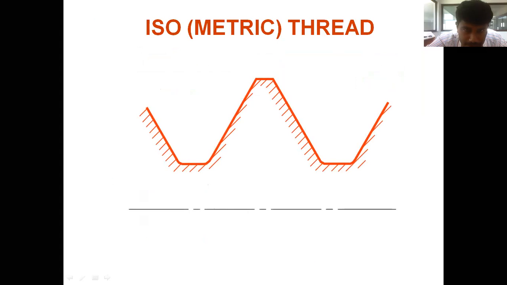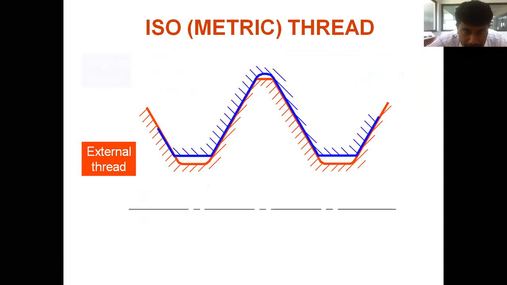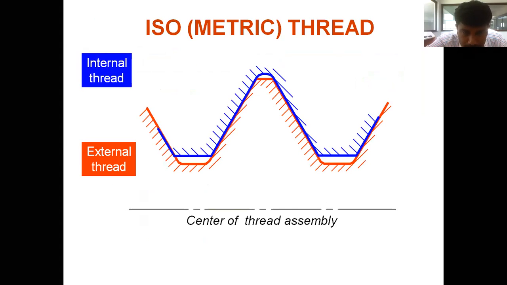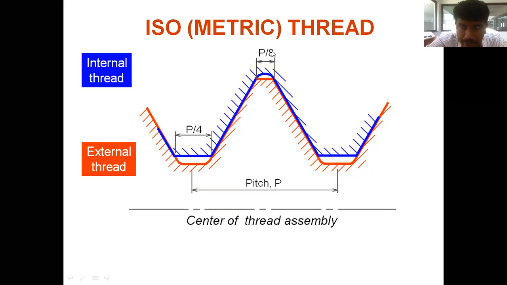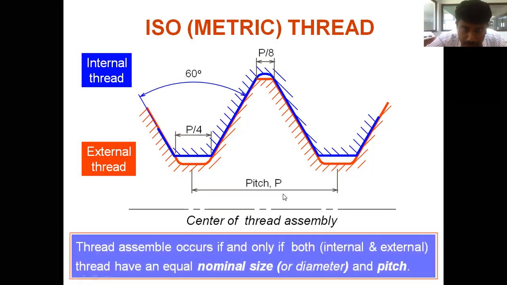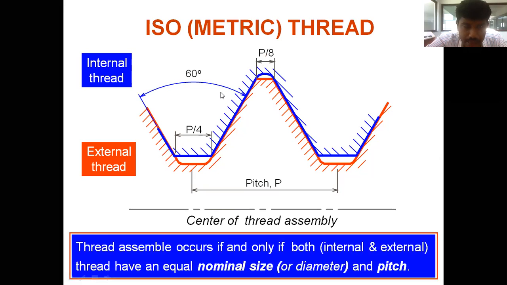So ISO metric thread. ISO is the International Organization for Standardization. This is the external thread, and this is the internal thread. Center of the thread assemblies. So it is P by 4. So this distance is P by 4 over here, and here it is P by 8 and here it is P by 4. P means pitch. The thread angle is shown as 60 degrees there.